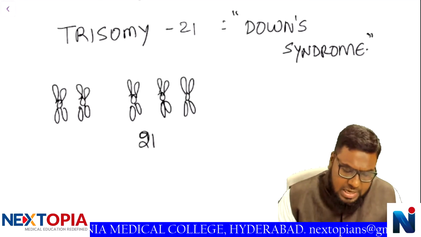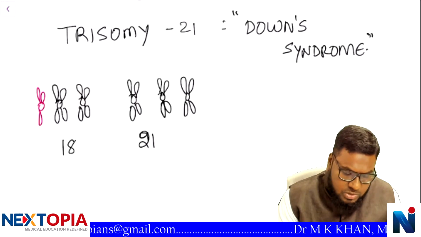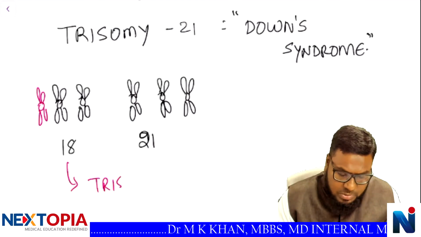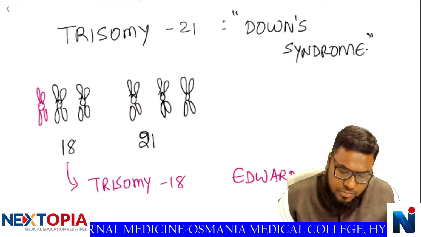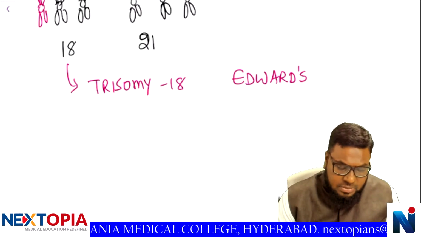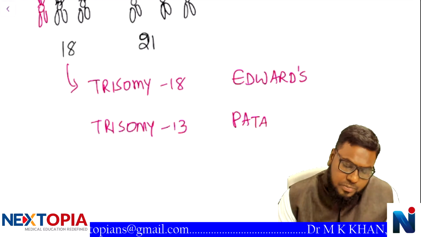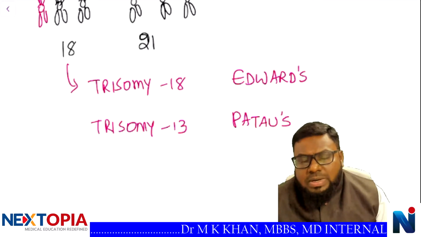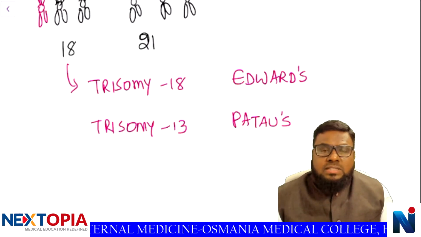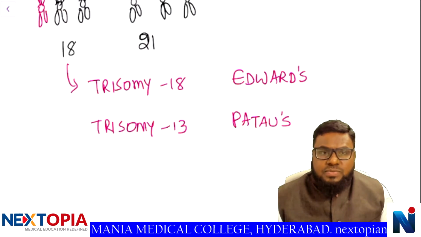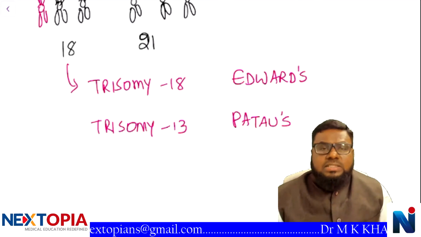Sometimes trisomy 18: if you have an extra chromosome at the 18th position, you call it trisomy 18. This is Edwards syndrome. Sometimes at the 13th position we have trisomy 13. This is called Patau syndrome. Chromosomal abnormalities resulting in cleft palate and ventricular septal defects, that is congenital heart disease, are features of Patau syndrome. Edwards syndrome results from trisomy 18, which also has congenital heart disease.